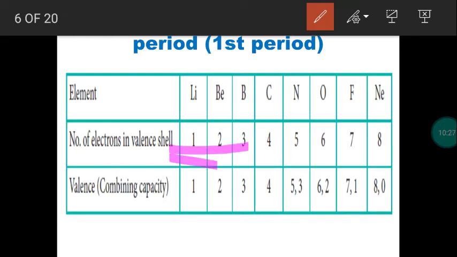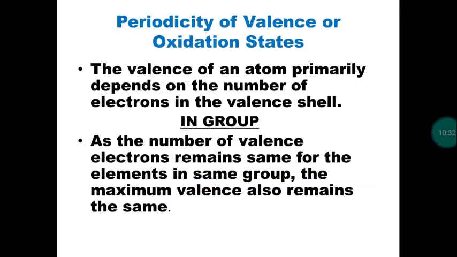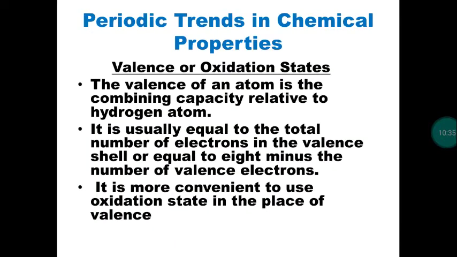So this is the definition. The valency of an atom is its combining capacity relative to the hydrogen atom. So this is the first method. You just count how many hydrogen atoms are bonded with the element, and based on that you may calculate the valency of an element. Next, valency is equal to the total number of electrons in the valence shell, or else it will be equal to 8 minus the number of valence electrons. By these methods, you may calculate the valency of an element.